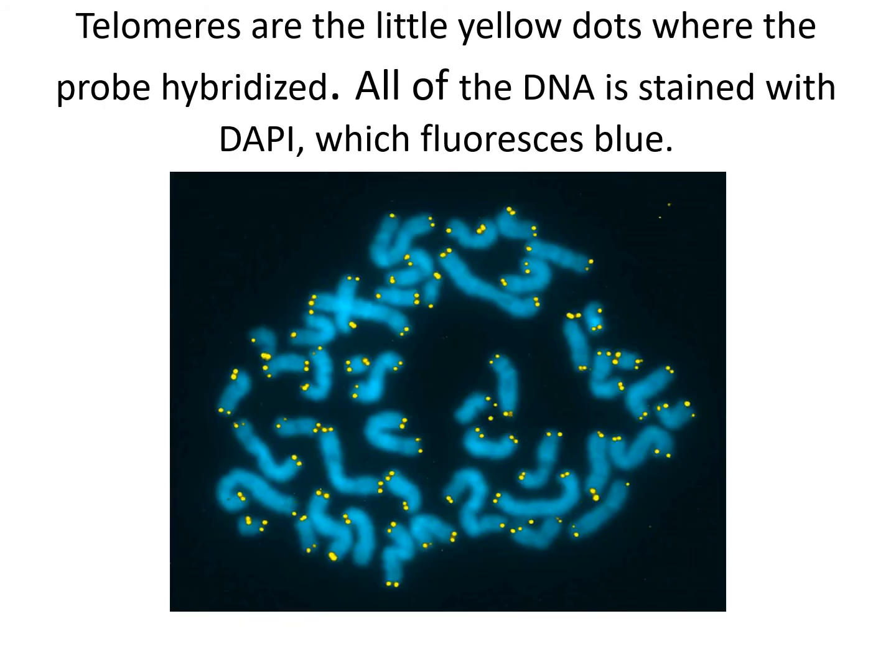Okay, so here's a cute picture. The telomeres are the little dots where the probe hybridized, and you can see there's two little dots at each end of each of these chromosomes. The DNA itself is stained with a different stain called DAPI, which is a generic DNA stain, which we can see by its blue fluorescence. So we can see the light blue chromosomes and the yellow dots, which will tell us the telomeres.